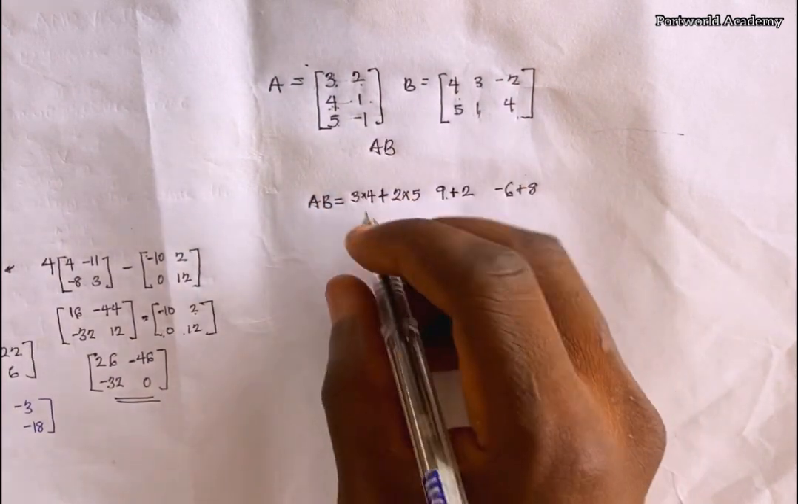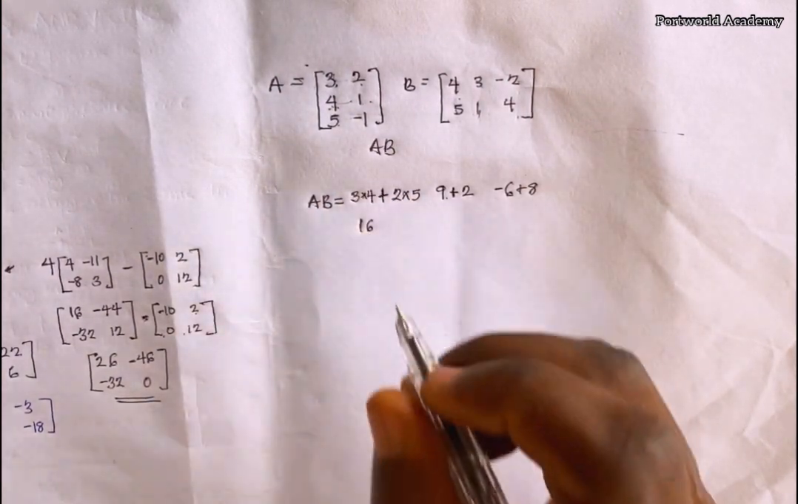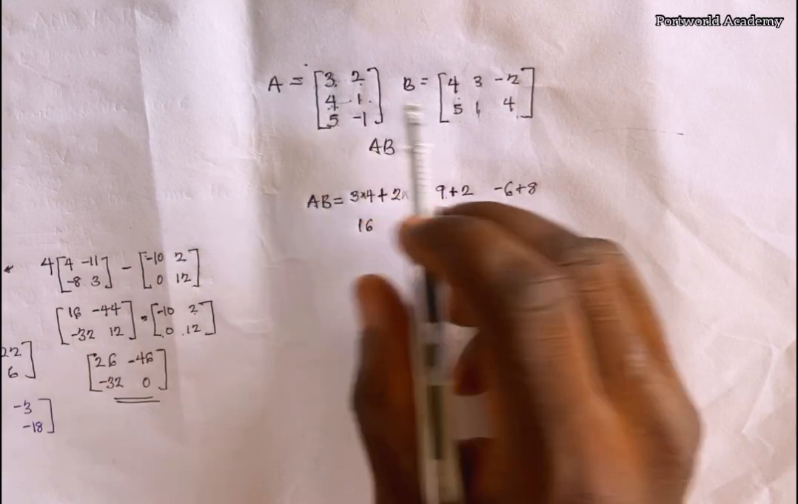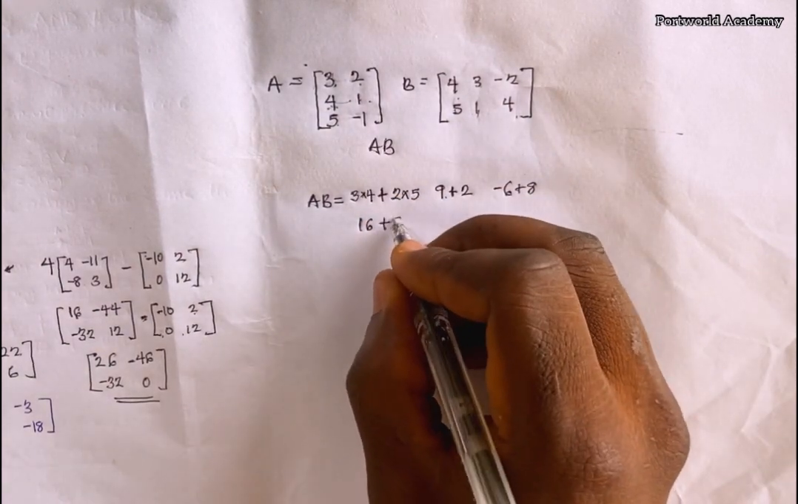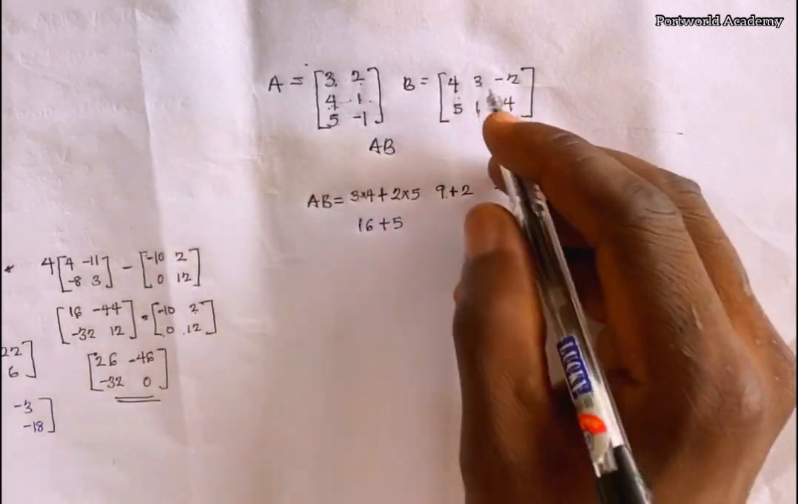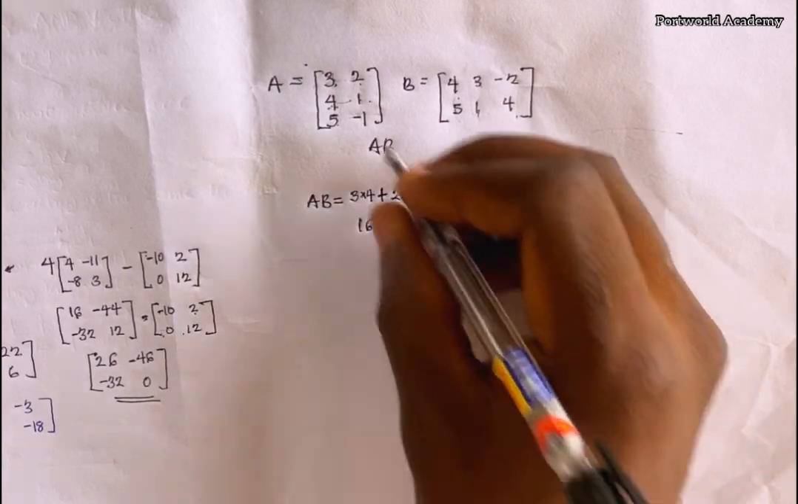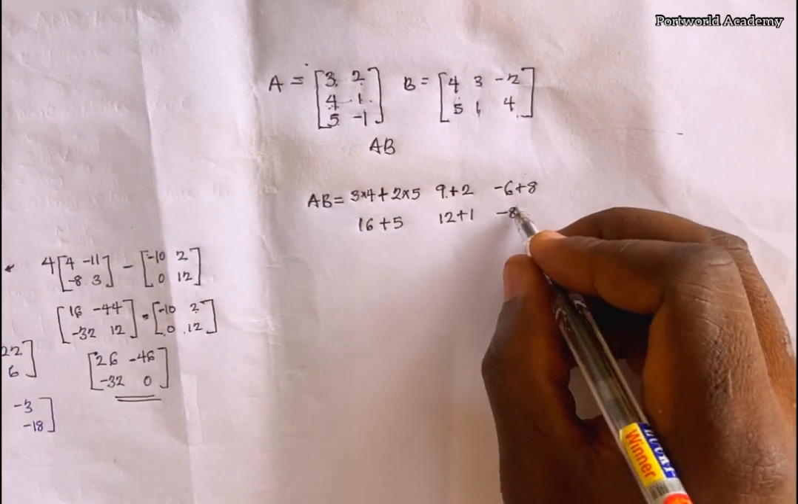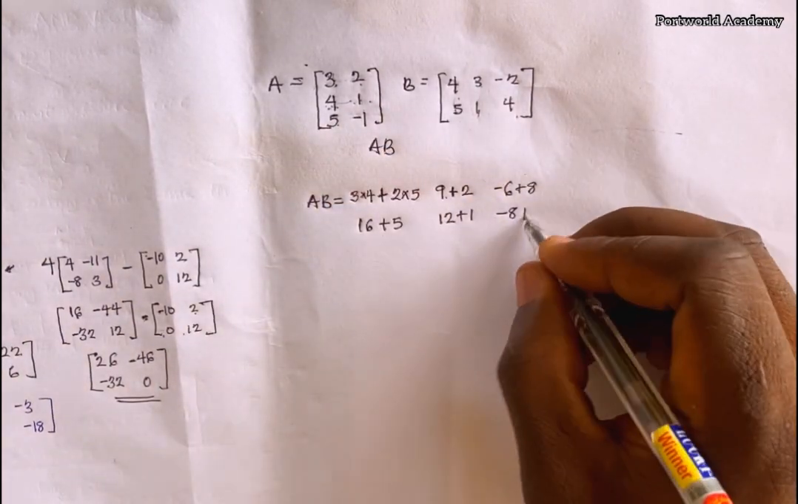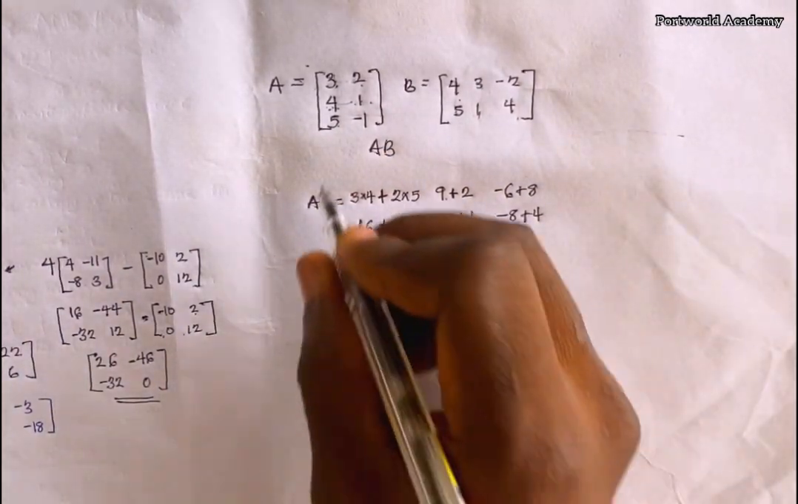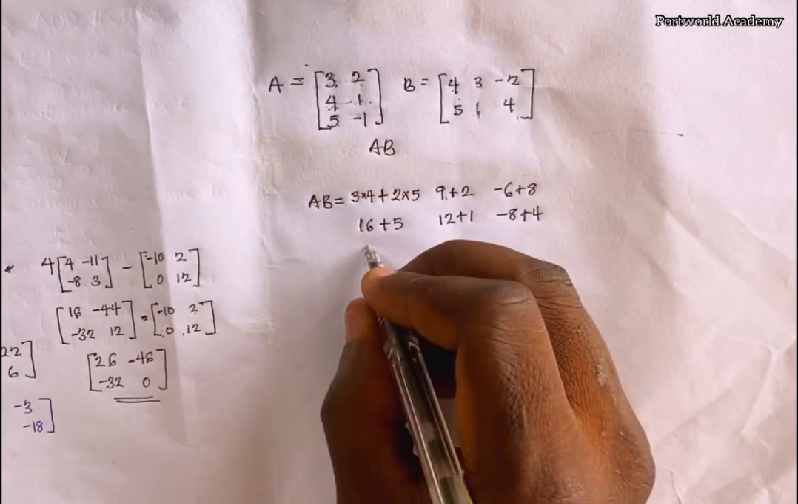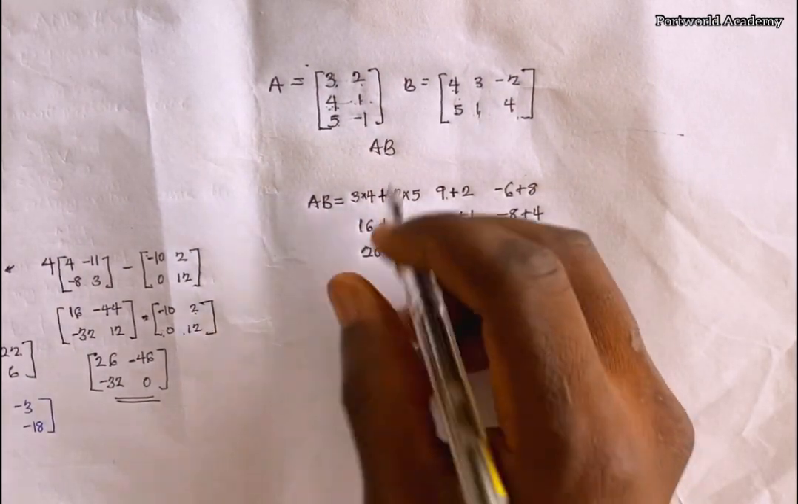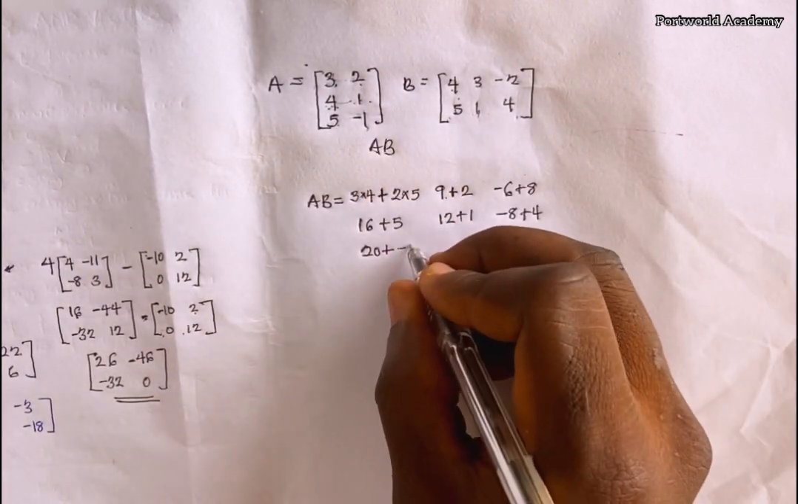4 multiplied by 4 is 16, then 1 multiplied by 5 is plus 5. Then move again. 4 multiplied by 3 will give us 12, then 1 multiplied by 1 is plus 1. 4 multiplied by minus 2 will give us minus 8, then 1 multiplied by 4 gives us plus 4. So now, 5 multiplied by 4, we have 20, plus minus 1 multiplied by 5 gives us minus 5.